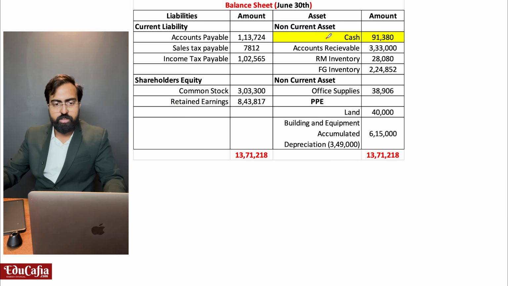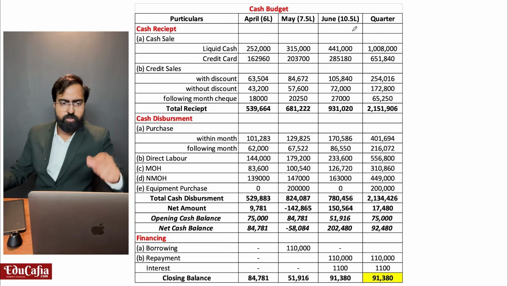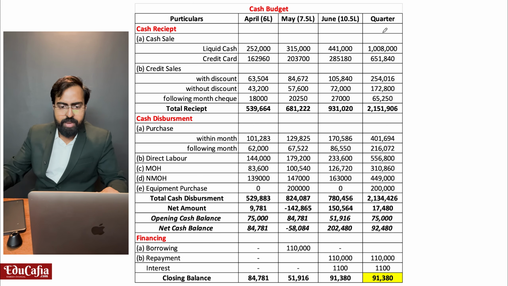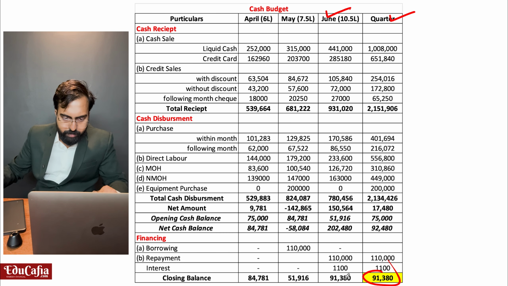Next, cash. From where do we get the cash? From the cash budget, where we have the quarter closing balance. Quarter closing balance means the June month closing balance. How much?